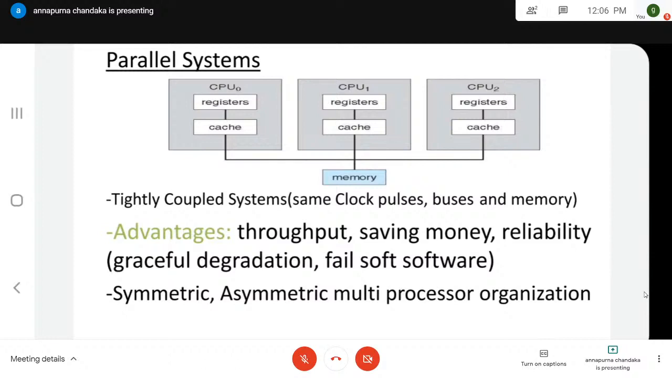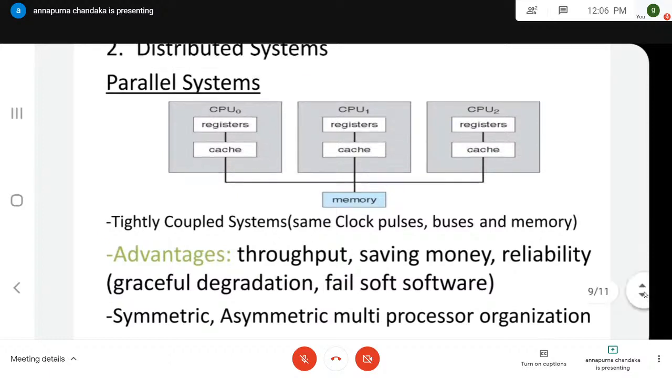Asymmetric, in a sense, one is i3, one is i5, one Pentium 4, one dual core, one Core 2 Duo. Like this, several different processors integrated on a single system is called asymmetric. Symmetric means all processors have the same configuration; asymmetric means there are different configurations. This is called parallel system technology.